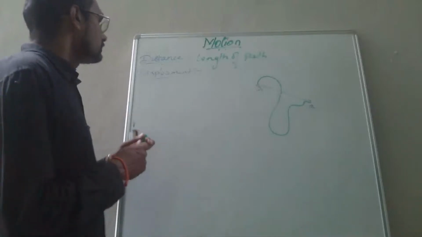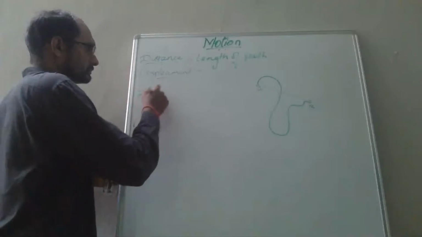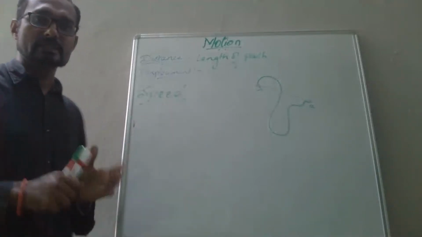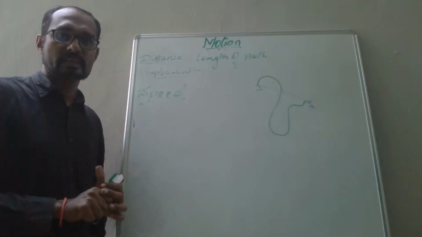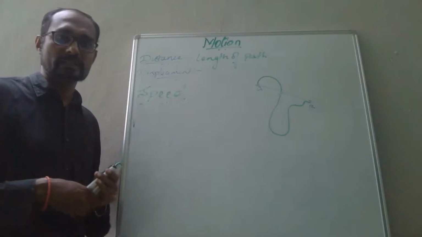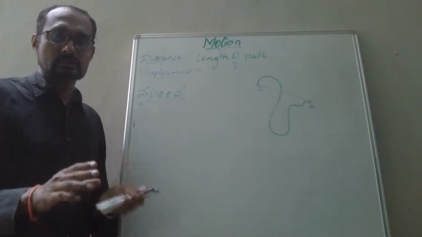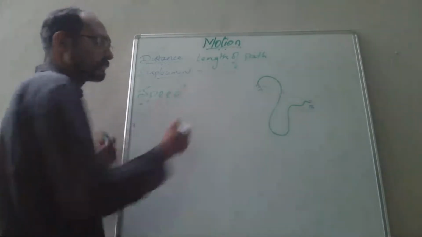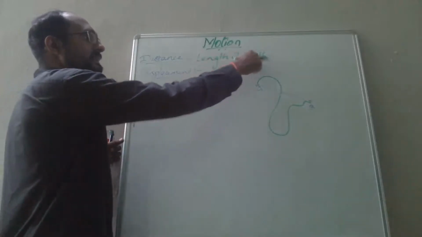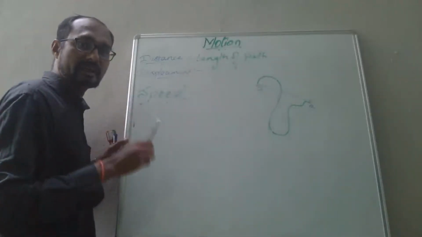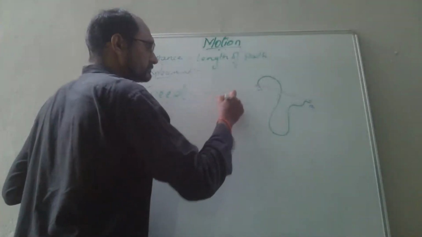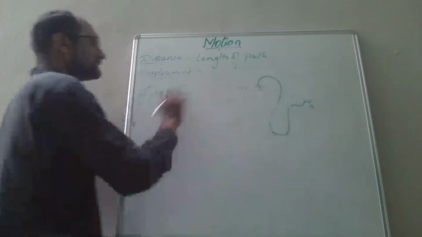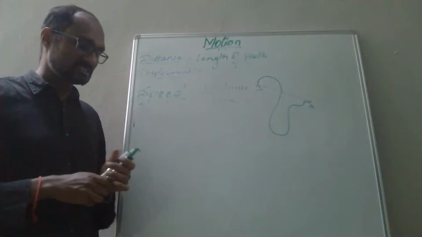Now, coming to the next term, speed. Speed is the rate at which an object covers a path. If a body is traveling from one point to another point, the rate at which it covers that path is called speed. So we define speed as the rate at which the body is covering the path. The total path is nothing but the distance, and whenever we use the word rate, we have to divide by time. So we say speed is distance over time, or simply distance by time.